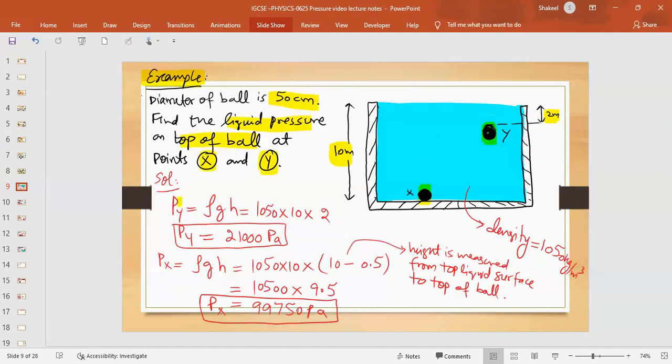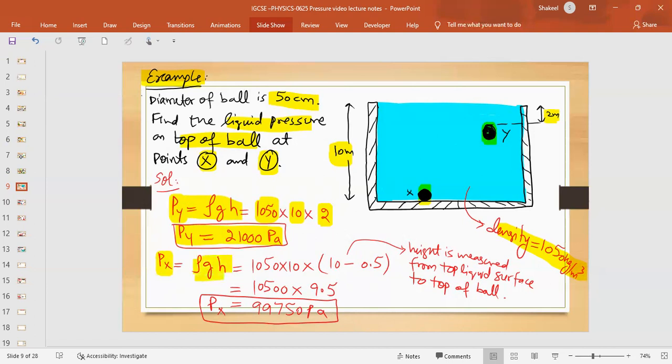Okay, let's do point Y first. We know that pressure P is rho g h. So the rho is given, which is 1050. G is 10, and the depth at point Y is 2. So your answer is 21,000 Pascal. Okay, fine. Now let's find the pressure at X.